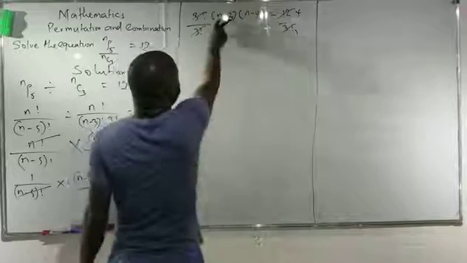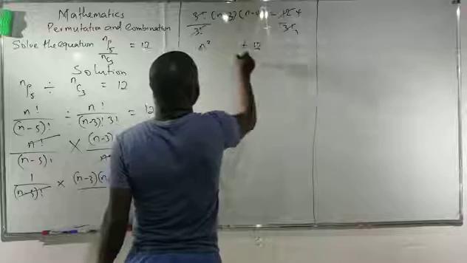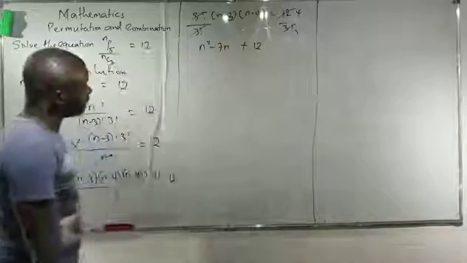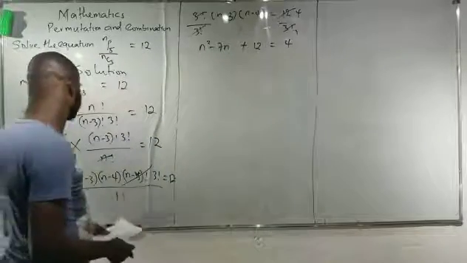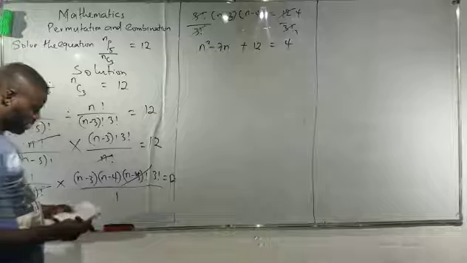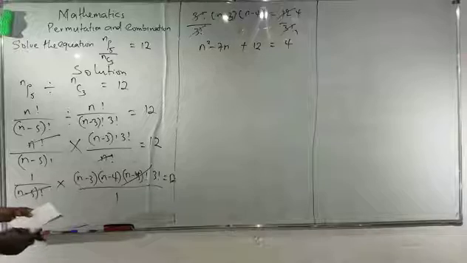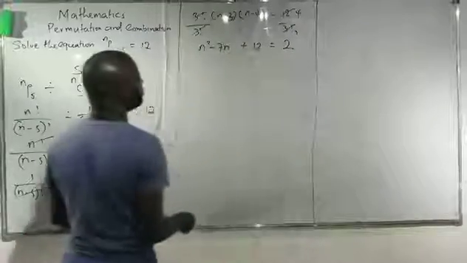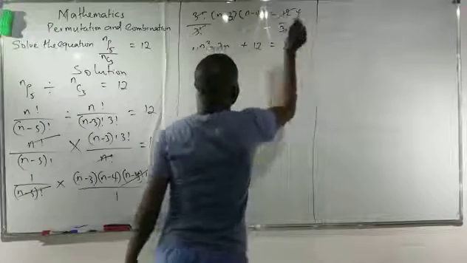Now, I want to expand this thing. n squared minus 7n plus 12. 3 plus 4, that will be 7n. Hope I'm not making any mistake, because I need to be very careful. Oh, sorry, I know there's something wrong. This should be 2, because this one will give us 3 times 2 times 1, which is going to be 6, and 12 divided by 6 is 2.